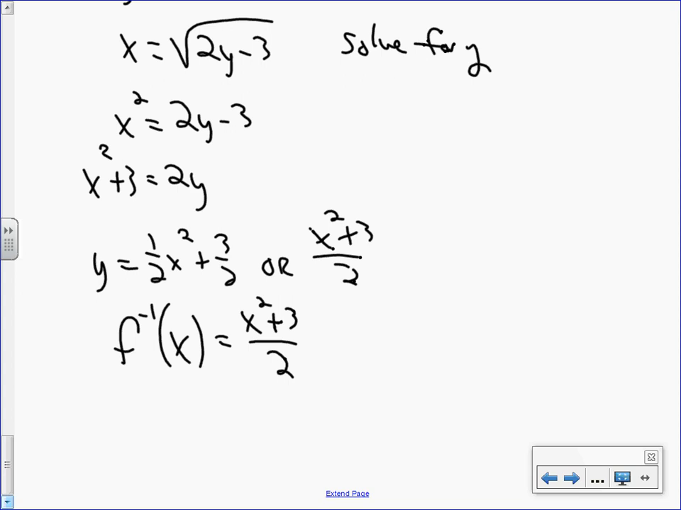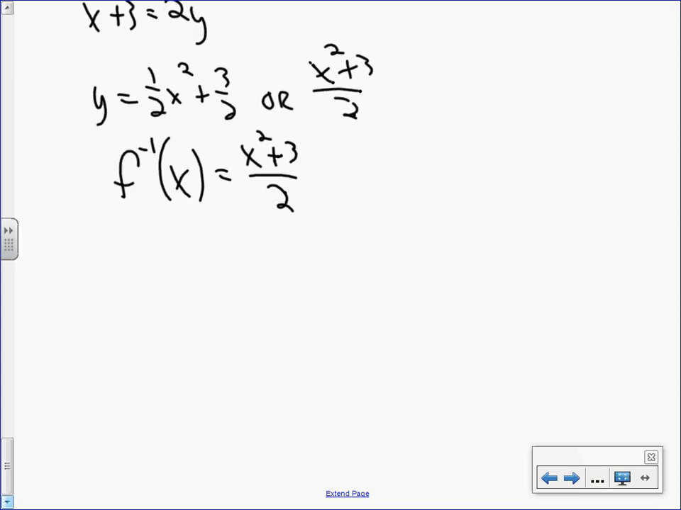Now, this function in and of itself hasn't got any restrictions on it. Like if I just talked about this function, this is a parabola, yes? Actually, it does have a little bit of a restriction because a parabola either opens up or it opens down. It either has a max or a min. But I don't have to worry about that because the domain and the range for this are going to come from the domain and the range from the original function.